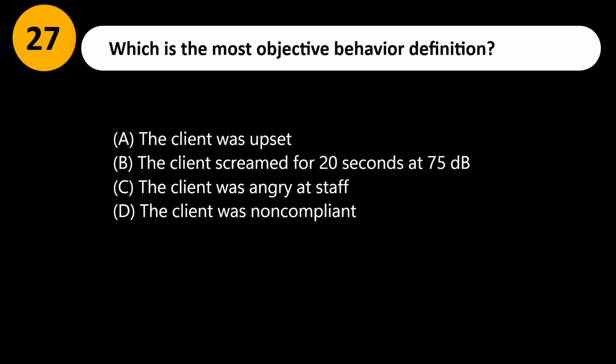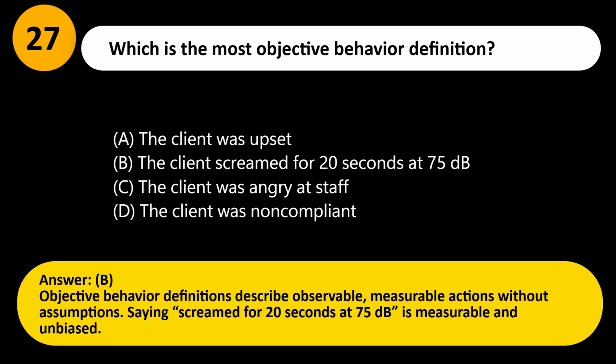Answer B. Objective behavior definitions describe observable, measurable actions without assumptions. Saying screamed for 20 seconds at 75 dB is measurable and unbiased.